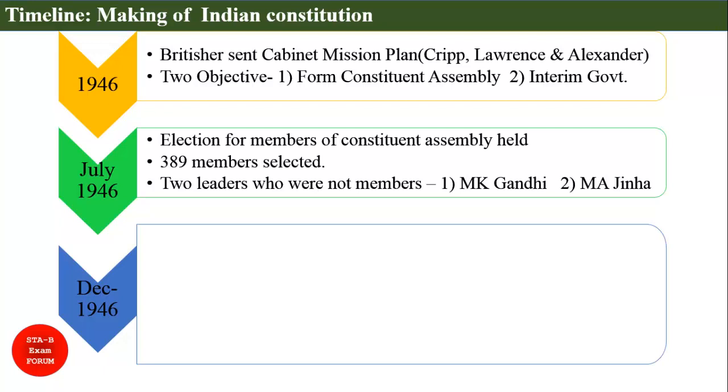You can note this down in your notebook. The first thing is that the Constituent Assembly was set up. The first meeting was held on 9 December 1946. This question was asked in the previous DRDO exam: when was the first meeting of the Constituent Assembly held? It is 9 December 1946.